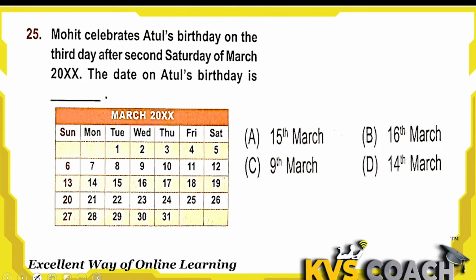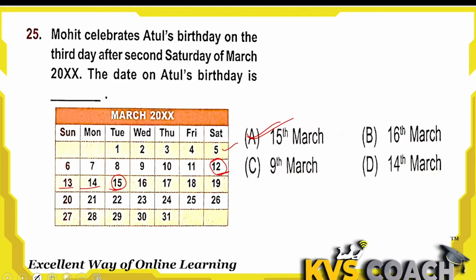Next question is, Mohit celebrates Atul's birthday on the 3rd day after the second Saturday of March. This was the first Saturday and this is the second Saturday. And after the second Saturday of March, Mohit celebrates Atul's birthday on the 3rd day. 3rd day is 1, 2, and 3. This is the 3rd day after the second Saturday. So its birthday is on the 15th March. A is the right answer here.